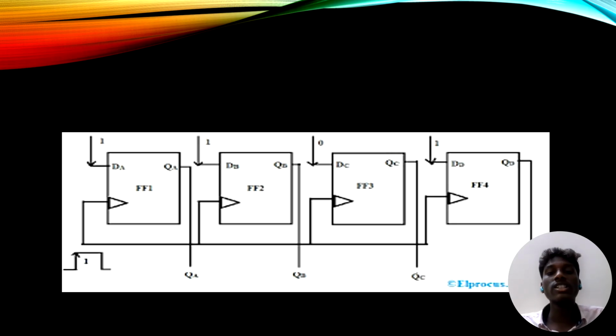The circuit consists of 4 D flip-flops labeled FF1, FF2, FF3 and FF4. Each flip-flop stores one bit of binary data, either 0 or 1. All the flip-flops are connected to a common clock CLK line so that they all operate simultaneously. Each flip-flop has a parallel input, DA, DB, DC, DD, and a corresponding parallel output, QA, QB, QC, QD.